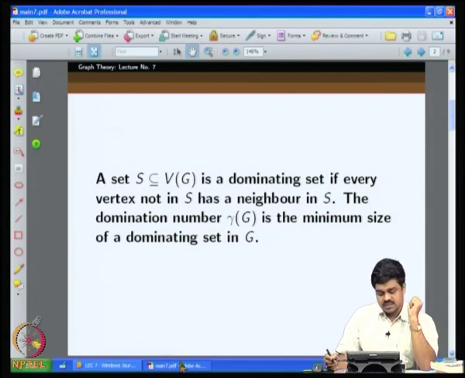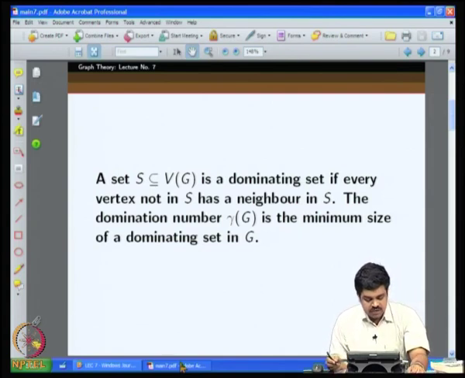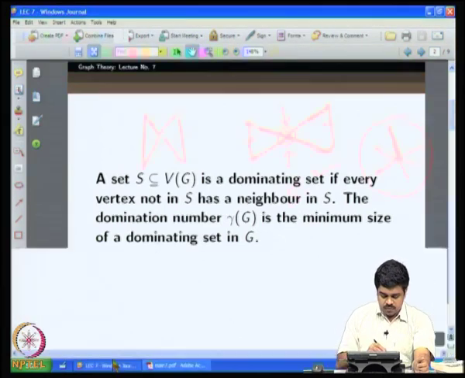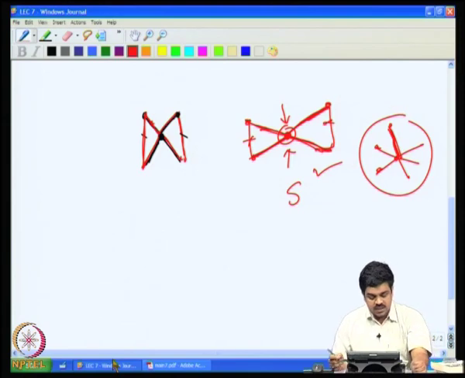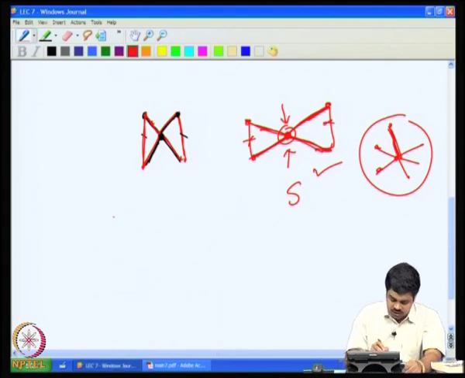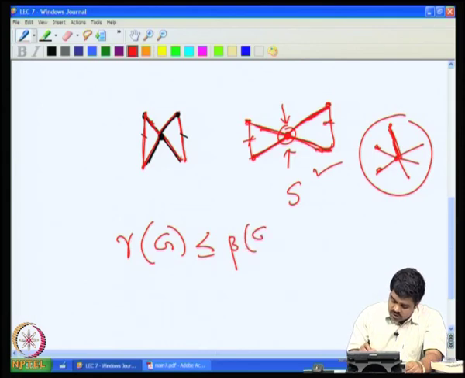A set S, a subset of V of G, is a dominating set if every vertex not in S has a neighbor in S. The domination number gamma of G is the minimum size of a dominating set in G. Now, if you look at these pictures, we can see that in all cases the dominating set need not be equal to the vertex cover. In some cases it can be equal, but there is no guarantee. And in most of these cases, the domination number gamma of G seems to be less than or equal to beta of G, but is it always true? Of course, it is not always true.